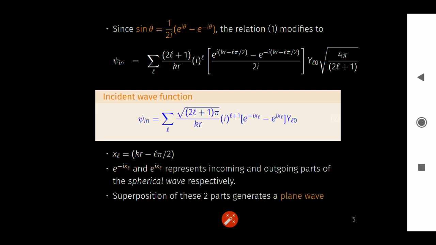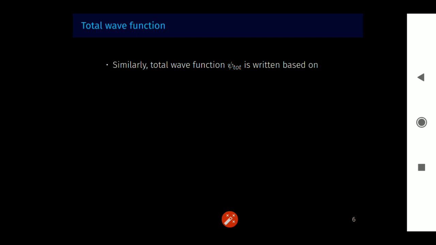Therefore, the wave will go in both directions. Superposition of these spherical waves generates a plane wave. That is why we represent the incident wave as a superposition of e power minus i (kr minus L pi by 2) and similarly e power plus i (kr minus L pi by 2).